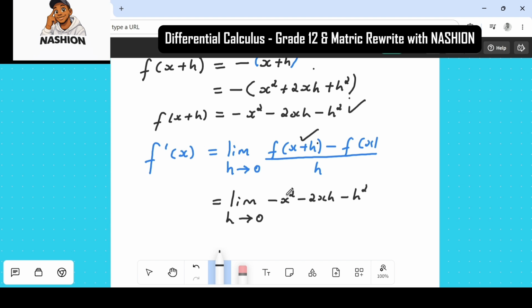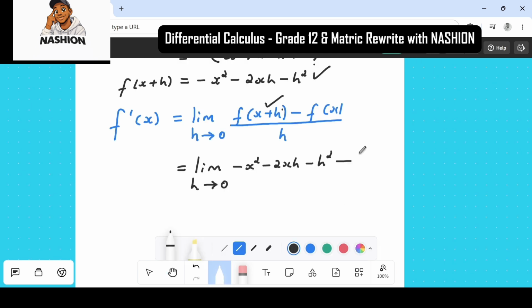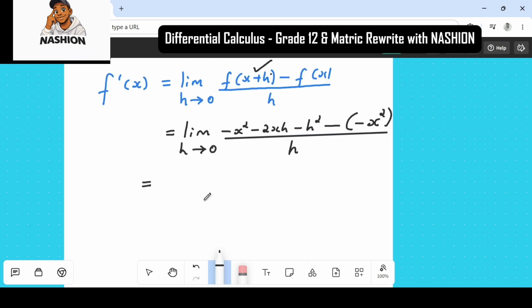After that, we have this minus, followed by f of x, which is actually our original function. Here we go up there. We have f of x, which is negative x squared. So in the place of fx, we just write negative x squared. Substitute it in brackets because it's not just x squared. We have a negative all over h. Then we continue with all the patience we can have. We write limit h approaching 0. This is all worth it, guys, for 5 marks.